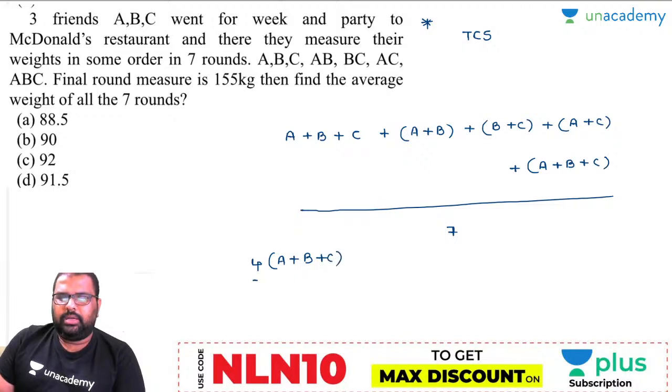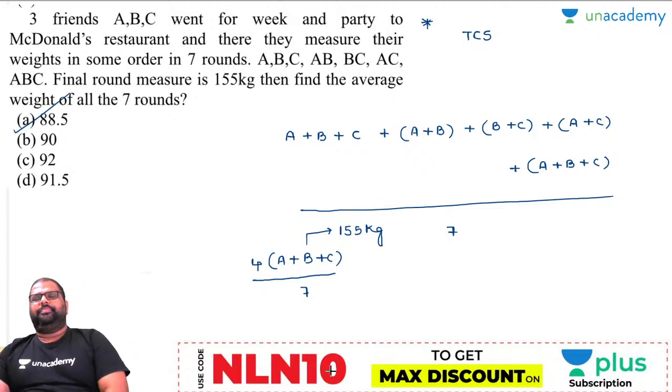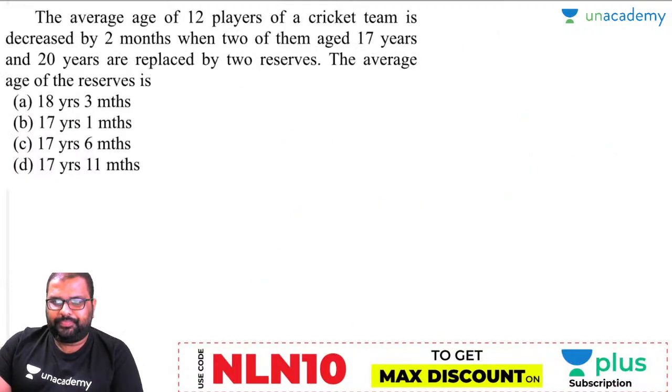Very good. Divided by 7. And the question here is A plus B plus C weight is given as 155 kg. Yes, Manohar, very good. So the point here is solve this, you will get the answer as 88.5. That's an easy one. This is the question asked in the previous TCS examination. Right. So chalo, I will solve this question.